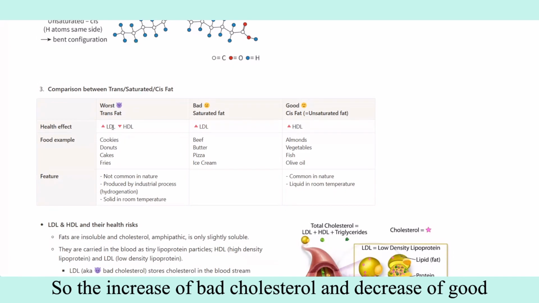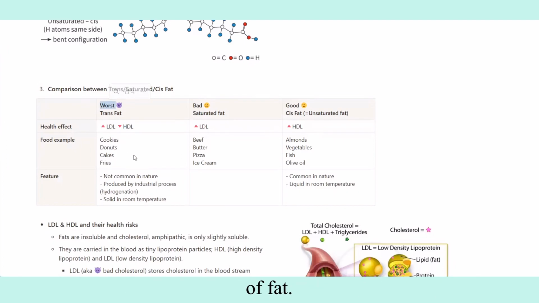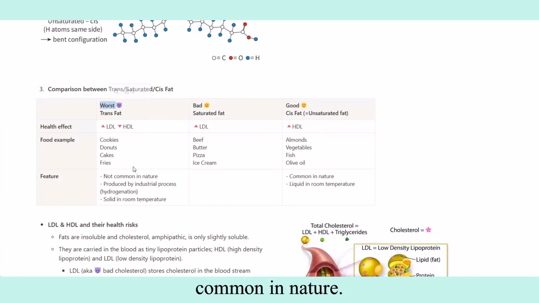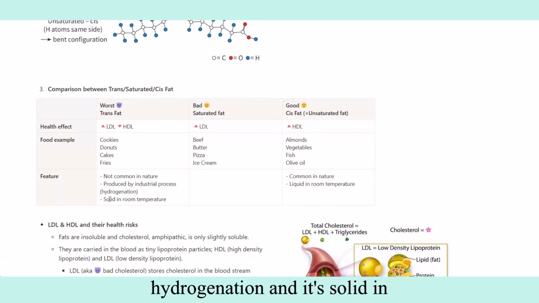So the increase of bad cholesterol and decrease of good cholesterol results in the worst form of fat. It is found in cookies, donuts, cakes, and fries, and it's not common in nature. It's typically produced by industrial processes, which is hydrogenation, and it's solid in room temperature.